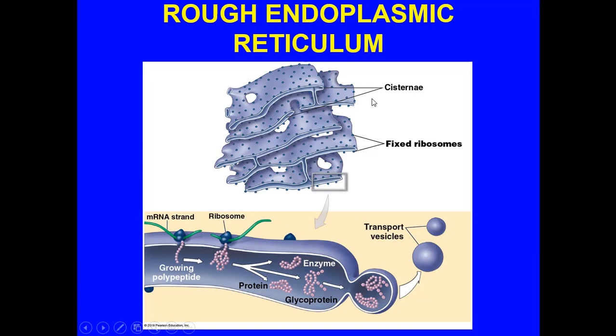Here is a re-rendition here. Here's our cisternae here for the rough endoplasmic reticulum. You have the messenger RNA strand, you have the ribosomes, and they're making this growing polypeptide, and eventually it's fully released into this luminal cisternae space where it may be modified, folded, arranged, and eventually it's purified and sent out by transport vesicles. Okay?